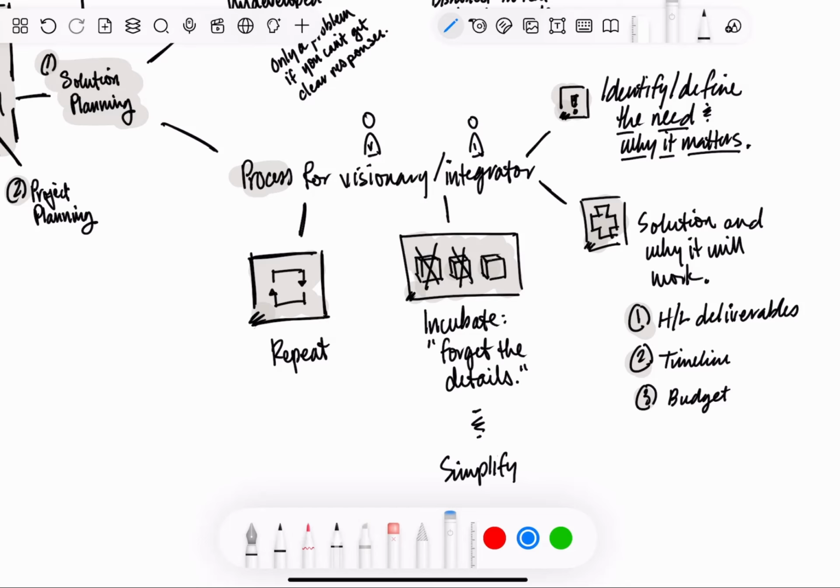The funny thing is the incubation. Usually when people talk about the creative process, they're like, work on the problem, and then you let your subconscious mind work on the problem. And that's not what happens. What happens in the incubation step is your subconscious mind does not work on the problem. Your subconscious mind literally forgets the details that aren't core to the problem.